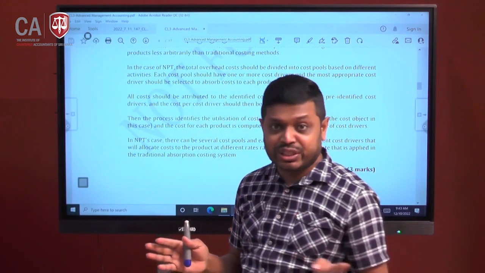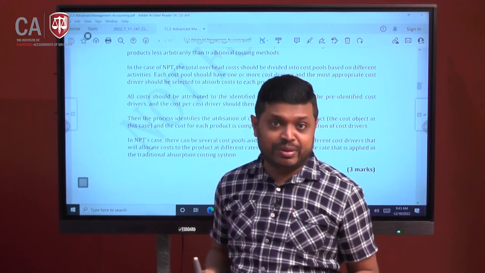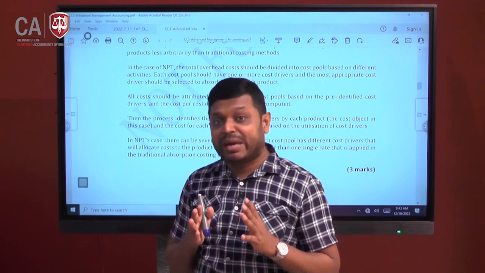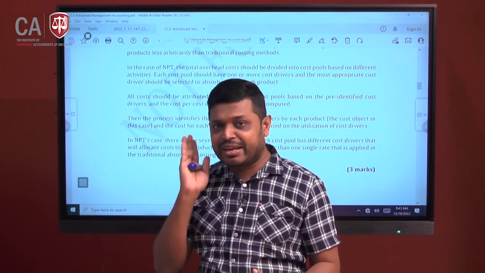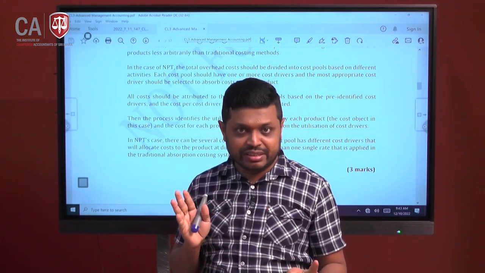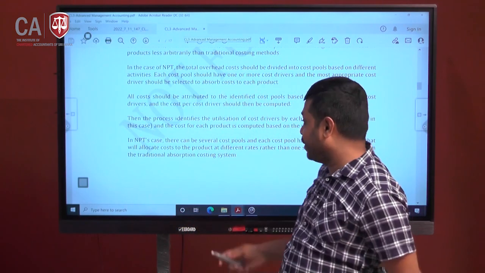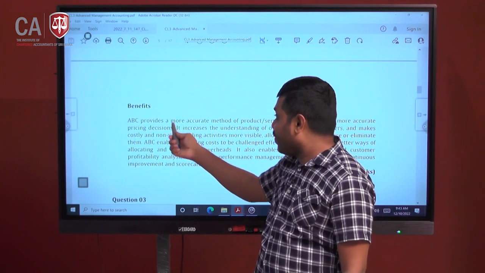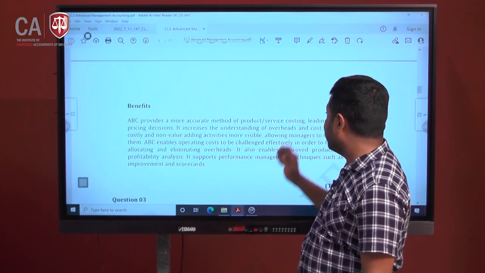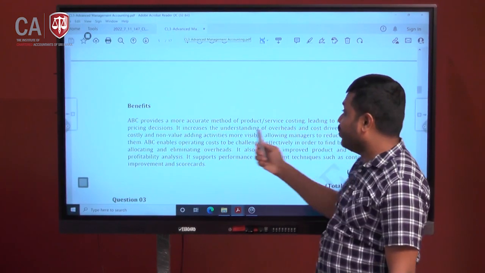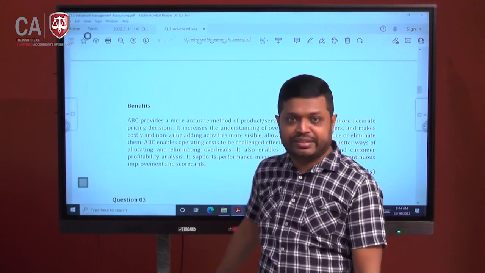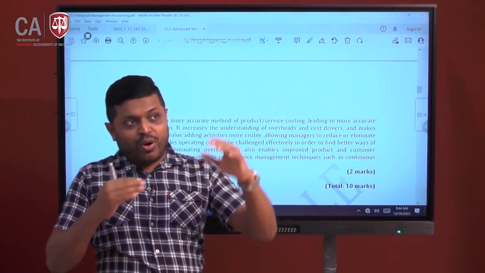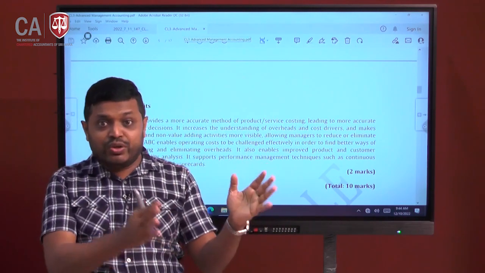Therefore, arbitrary allocation will be eliminated and product costing will be accurate, that is the benefit, right. Proper pricing decisions can be made and overpricing and underpricing won't happen, right. You can decide a very competitive pricing, that is the benefit of activity based costing. ABC provides a more accurate method of product and service costing, leading to more accurate pricing decisions. That's correct.